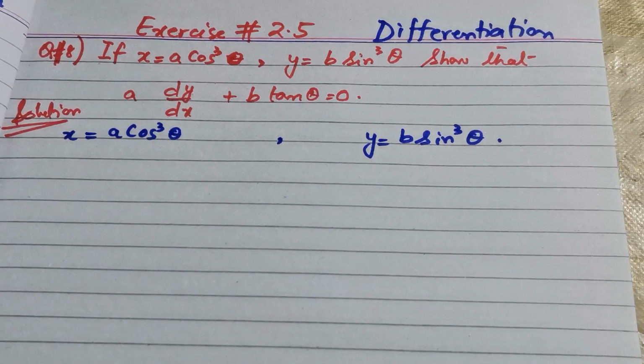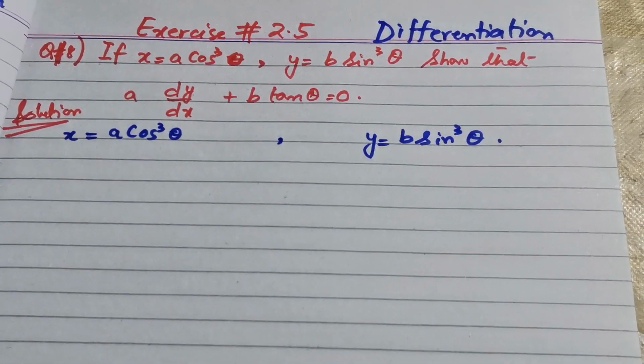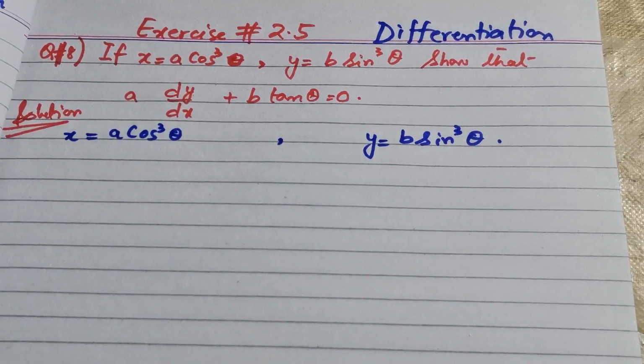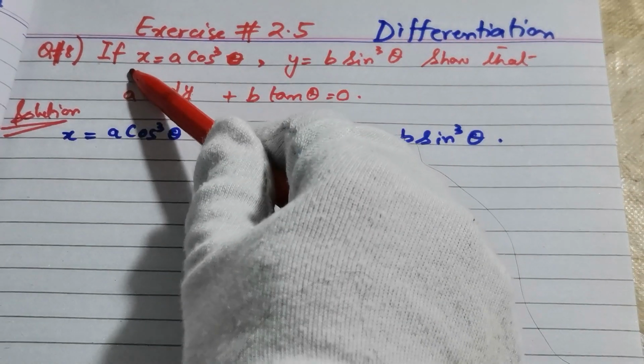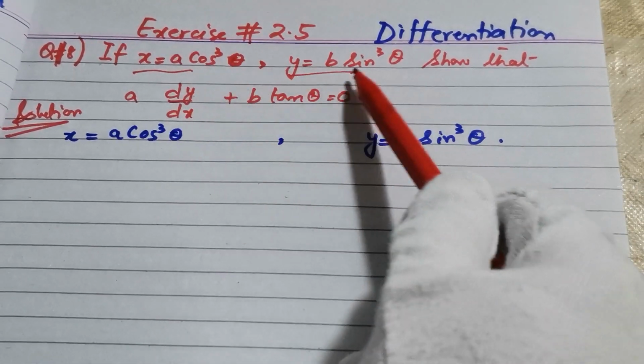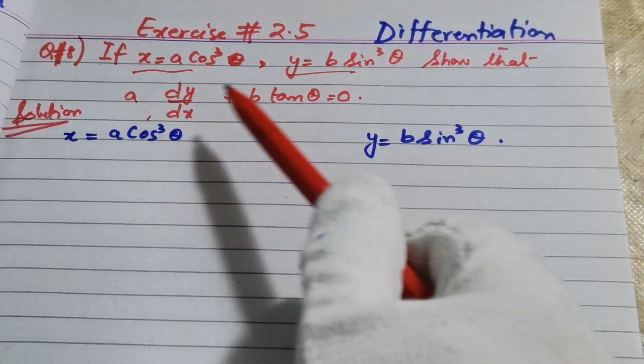Today I am going to teach you exercise number 2.5 differentiation. Question number 8: if x is equal to a cos cube theta, y is equal to b sin cube theta, show that a dy by dx plus b tan theta is equal to 0. So we'll start from this question and approach this term.